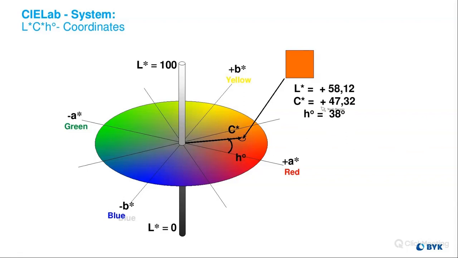We also use the C value, which is chroma, and it starts at 0 and then moves out as the color gets more chromatic or more saturated. And then we also have that L value, which is the same as the lightness scale in the LAB system. So it's just two different ways of figuring out where you are in color space.